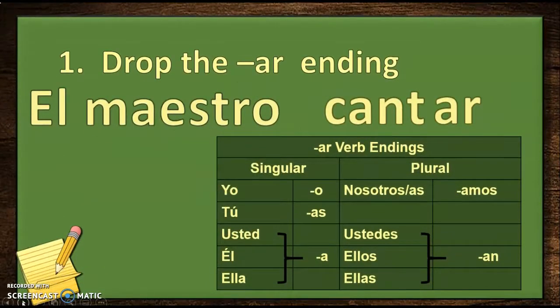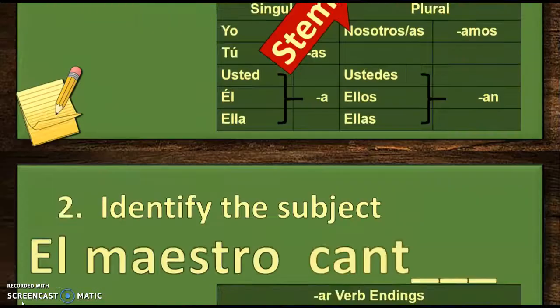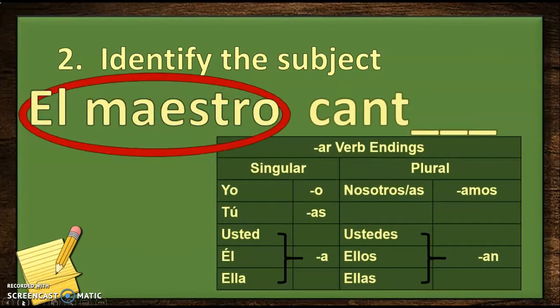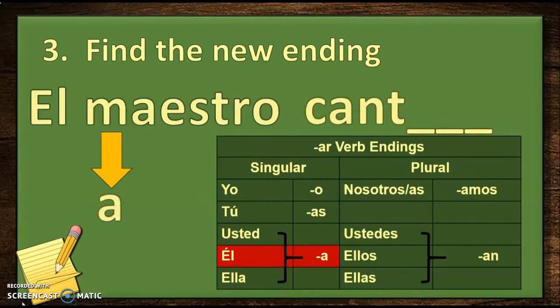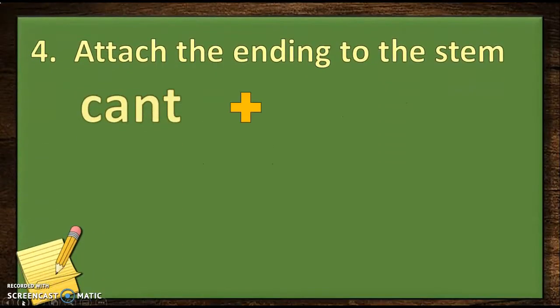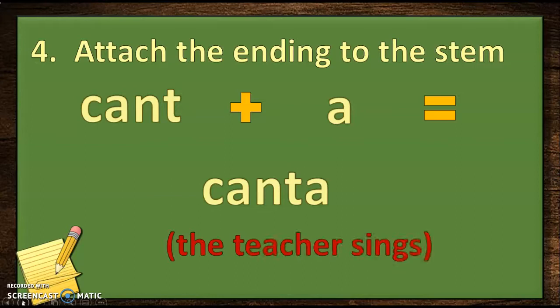El maestro and the verb cantar. Drop the AR. You're left with the stem, cant. The subject is el maestro, and if you refer to your chart, el maestro is most like él, so the ending is a. We're going to attach the ending to the stem, so you end up with the verb form canta, which is what you would use if you wanted to say the teacher sings.